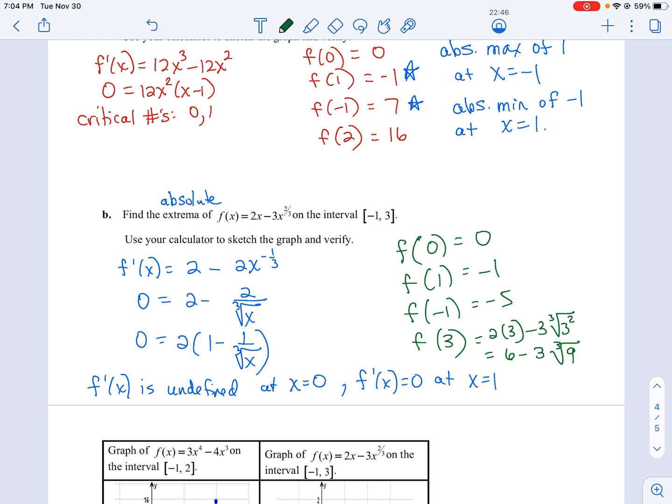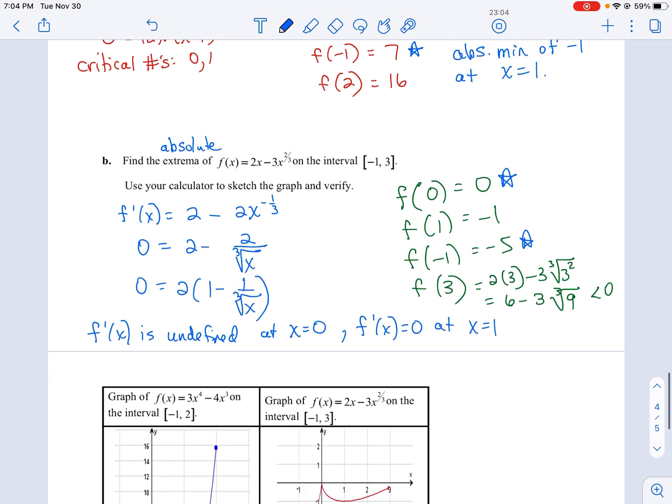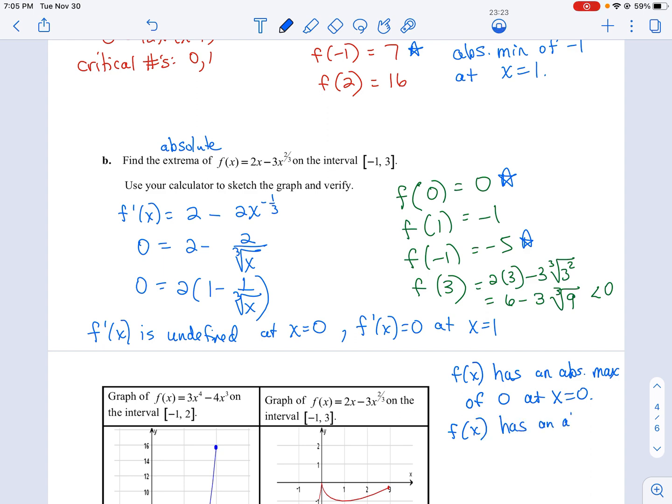Can you tell that that's just a little bit less than 0? It's just a little bit less than 0. So that then doesn't impact at all in what I need to do. My absolute maximum is here, and my minimum is here. So we'll write this down below. So I would say f of x has an absolute max of 0 at x equals 0, and f of x has an absolute minimum of -5 at x equals -1.